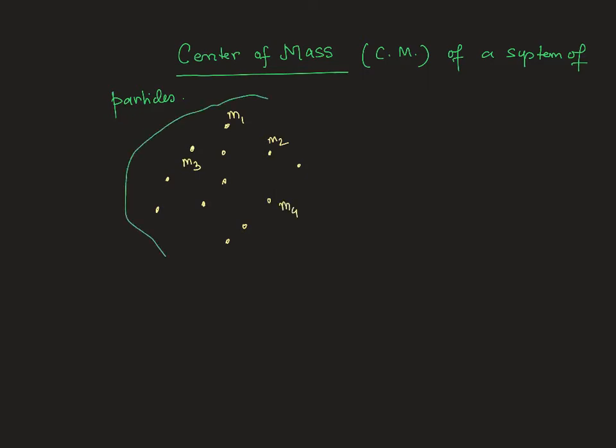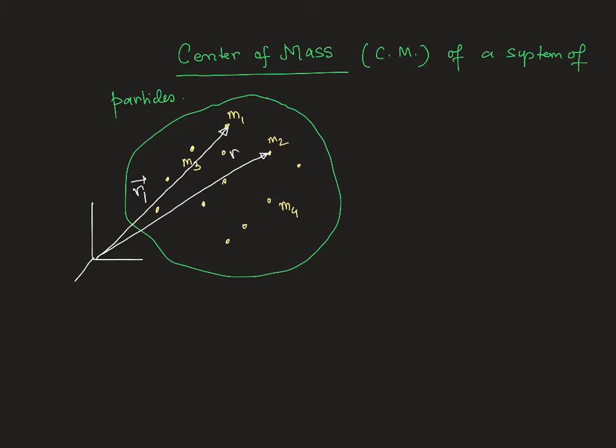And suppose this is a system, and with respect to a certain coordinate system, these are the position vectors of the particles: say m1's position vector is r1, say m2's position vector is r2, and m3 and m4 have position vectors r3, r4, like that. So this is actually the system. A system is a region in space of our choice.